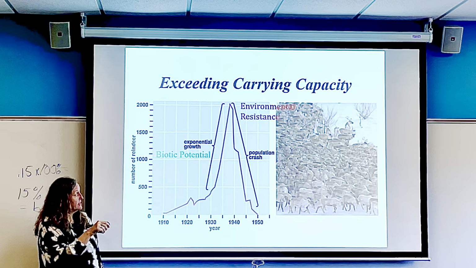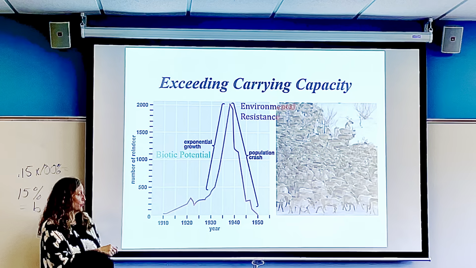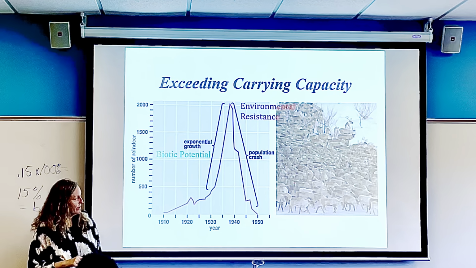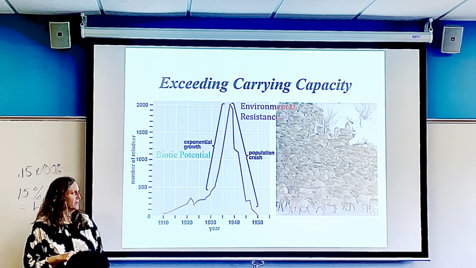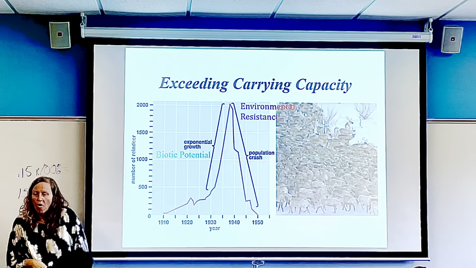and somewhere about 1930 to 35, you have that really good biotic potential. But then they run out of room. Look how crowded it is. Could you live in this for a long period of time? Just wall to wall with another species? No, right?